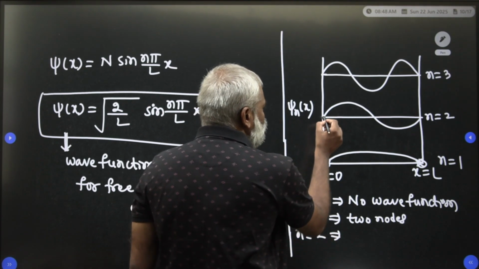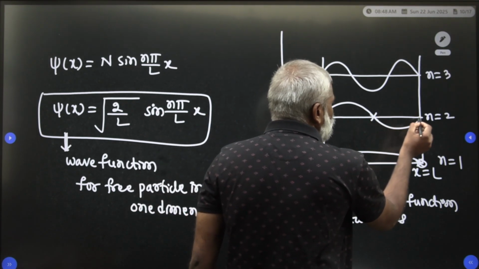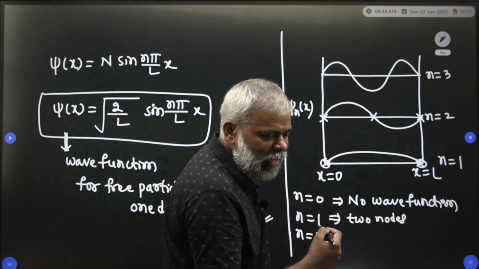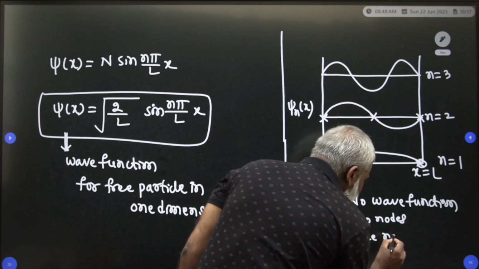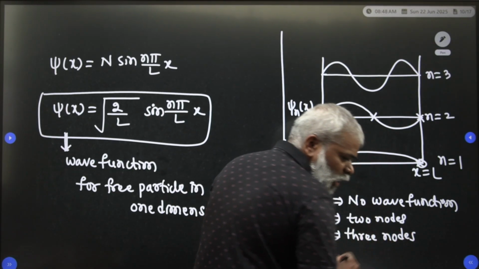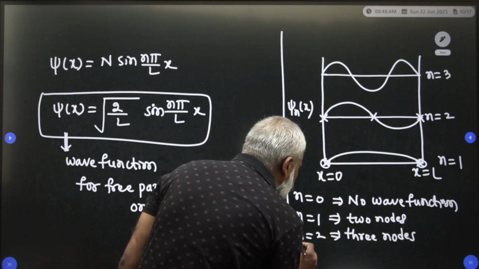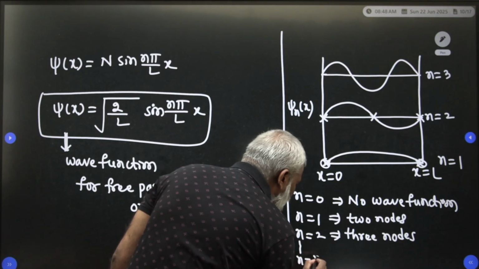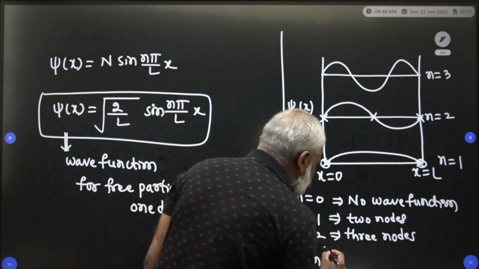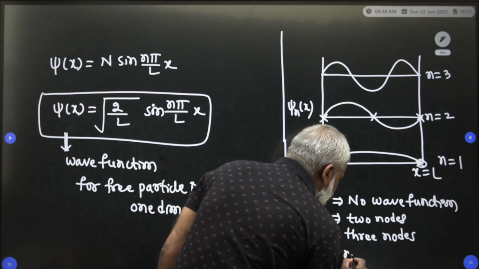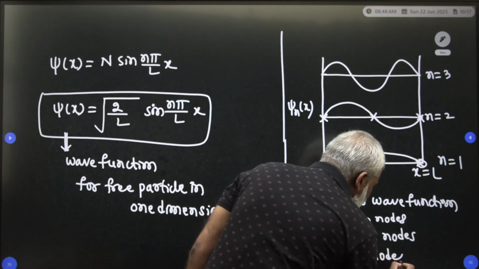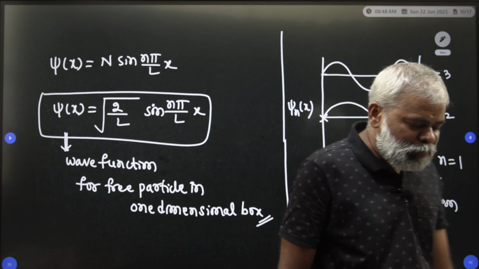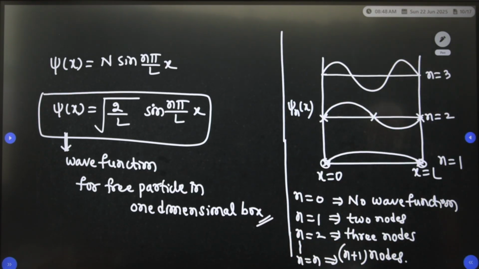If n is equal to 2, how many nodes are there? 1, 2 and 3. So 3 nodes exist. And so on, if n is equal to n, how many nodes exist? n plus 1 nodes exist in that wave function. Clear?